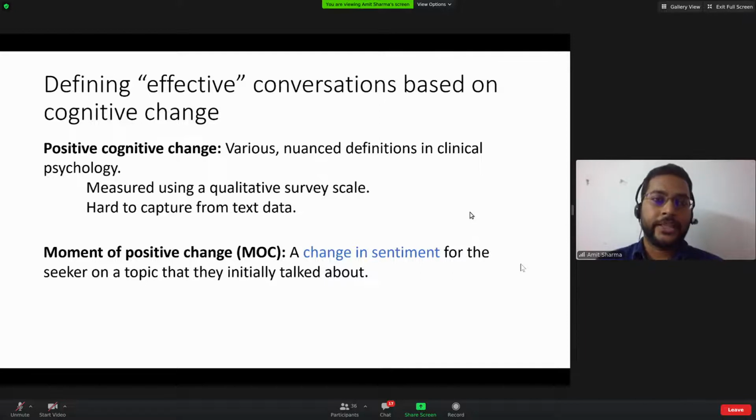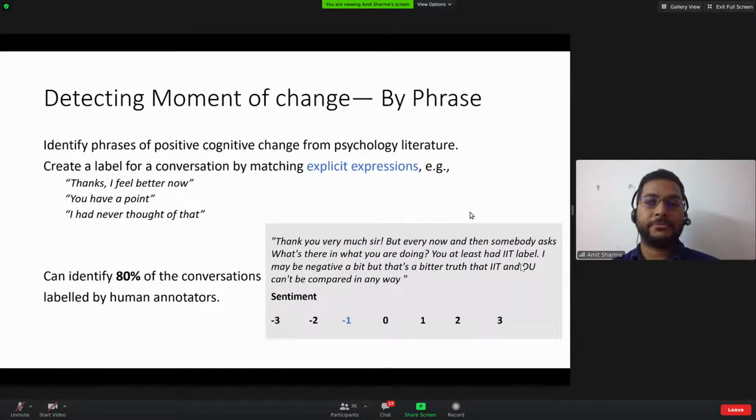While we do realize that characterizing what may be useful to a person is really hard, we said let's start with something simple. So let's say that if you observe a change in sentiment for a seeker on a topic that they initially talked about, that's a moment of positive change. Right? So in some sense, we have abstracted this problem from a psychological concept to now a change in sentiment. And today, natural language processing is good enough that you can actually detect change in sentiment using text.